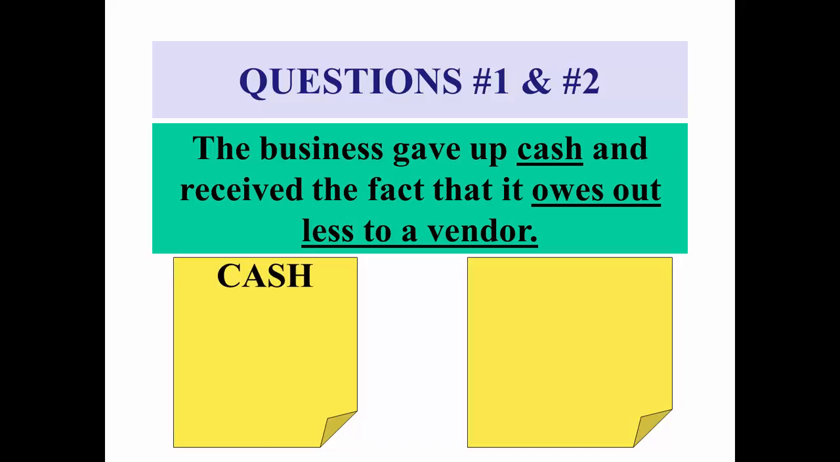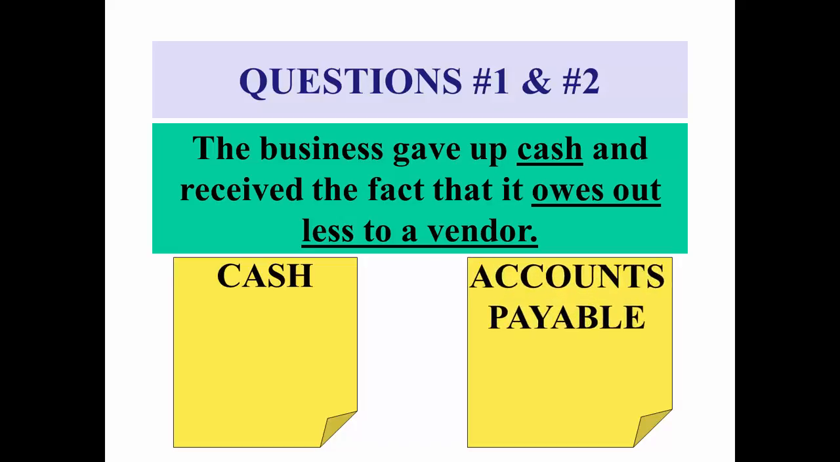So for cash, we're going to look on the chart of accounts. We're going to use the account called cash. And when we owe out to a vendor, that's a liability. Anything owe out means a liability. We're going to look up accounts payable. Cash is an asset, and accounts payable is a liability.